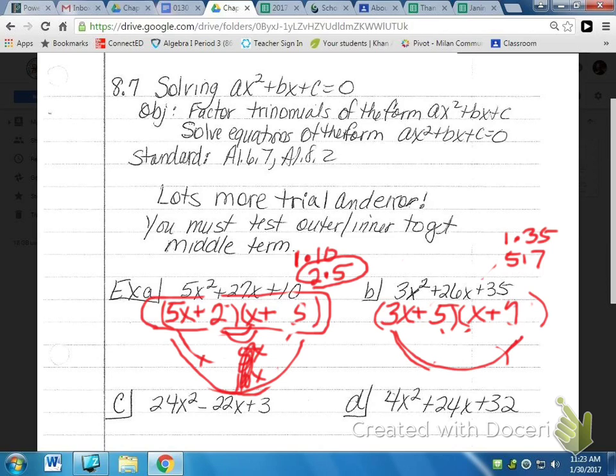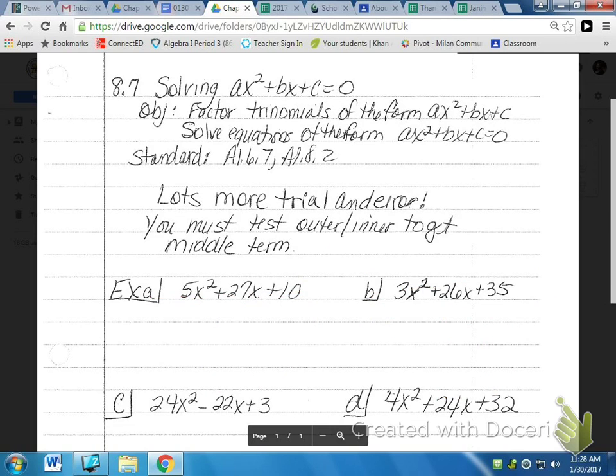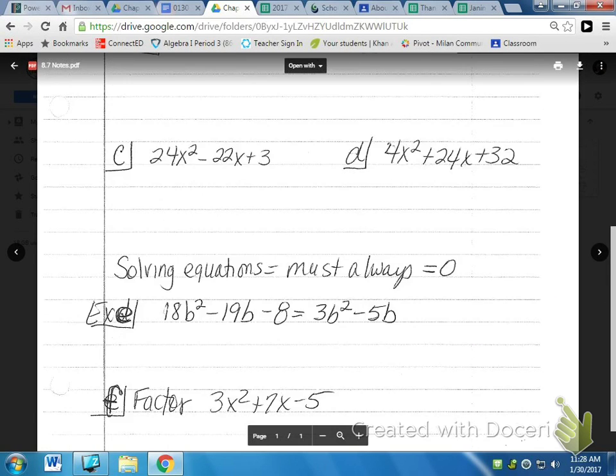So outer is 21x, inner is 5x. What are they together? 26x. So this is my answer. If that would not have worked, then you would have had to try 1 and 35 in either direction. So it's just trial and error at this point. All right. Questions about that? Let's go on to example C.